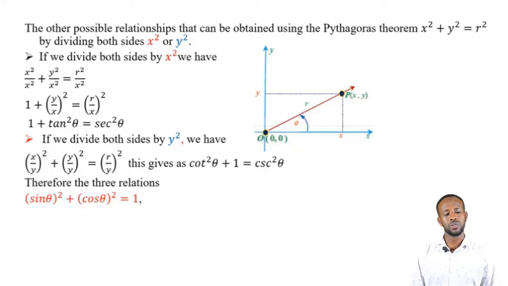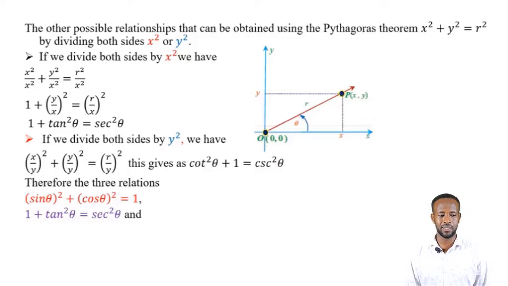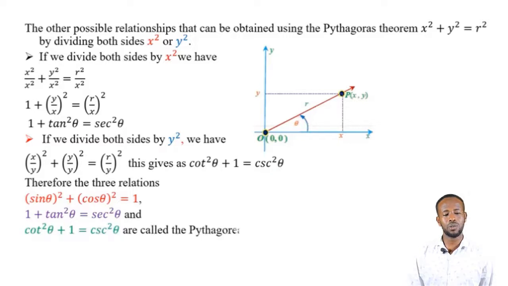So again, the second is 1 plus tan square theta is equal to sec square theta. The last, cot square theta plus 1 equals cosecant square theta. These are called the Pythagorean identities. These are simple trigonometric identities. Students, how was it? It was simple. Okay, now let us practice these three identities.